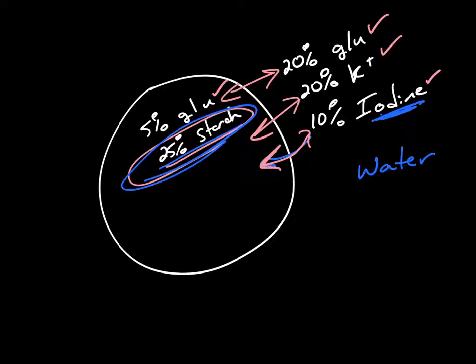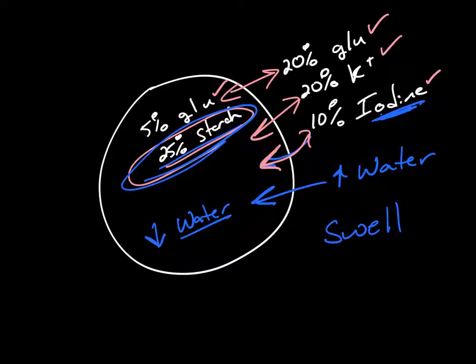So water will end up going from where it's high water concentration to low water concentration, and by this time you should be able to figure out why we know that water is a lower concentration inside. Water will go from high to low, and the cell will swell. It's just that simple. All right.